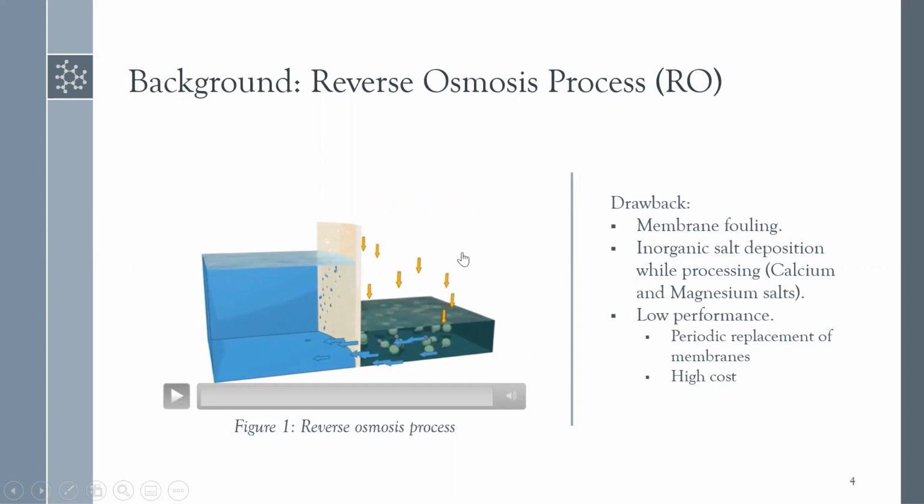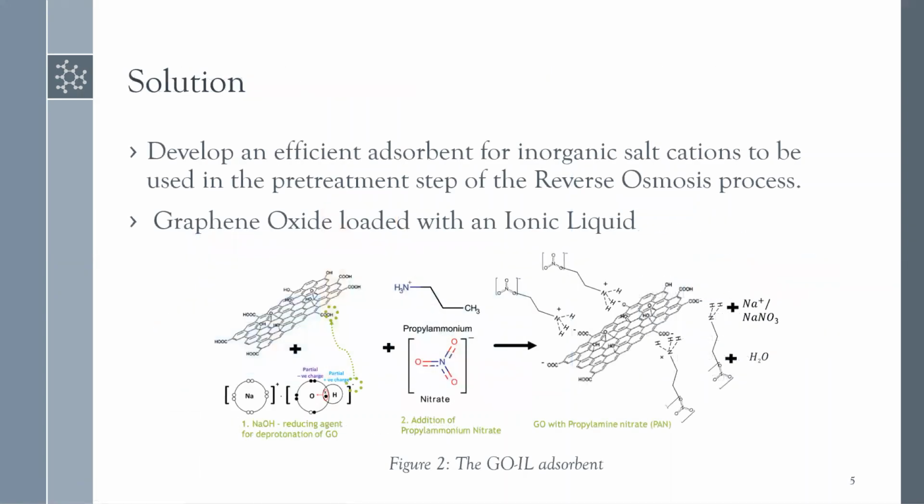This fouling decreases the performance of the process because the membrane has to be periodically replaced, which also increases the cost of the process. To solve this problem, an efficient adsorbent should be present in the pretreatment step of the reverse osmosis process, such that the water that will go to the membrane will have a lower percentage of the cations. In our research, we are examining the graphene oxide, which is loaded with ionic liquid, as a potential adsorbent.